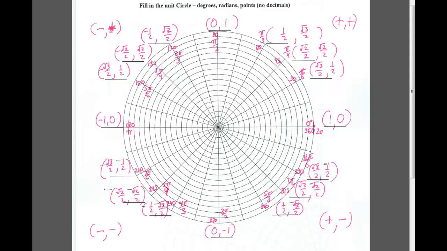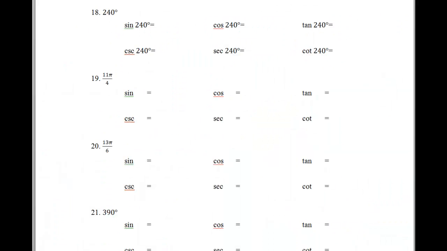All right, let's go back to my other worksheet here. So back to 13 pi over 6, which is the same as 30 degrees. This is going to give me 1/2, and this is going to give me square root of 3 over 2. And the cosecant of 13 pi over 6 is 2, or this is going to be 2 square root of 3 over 3.